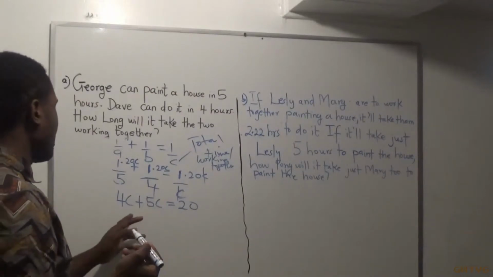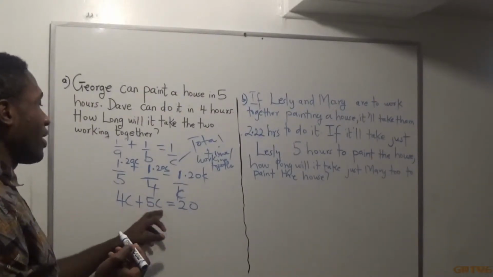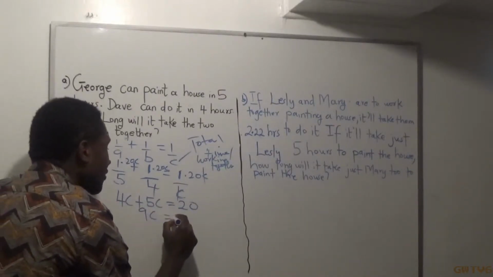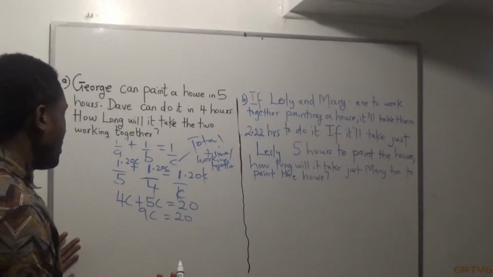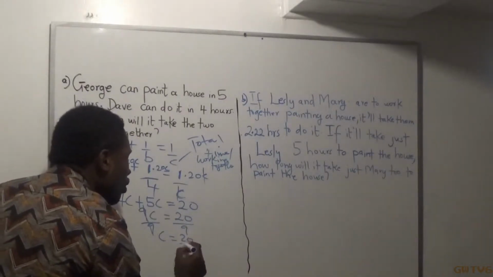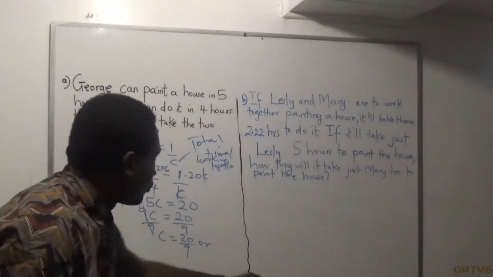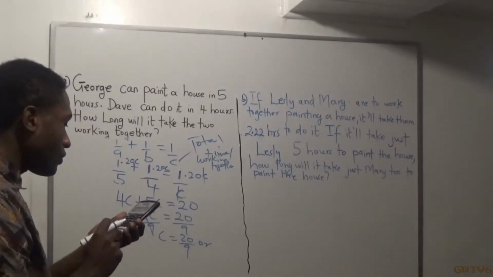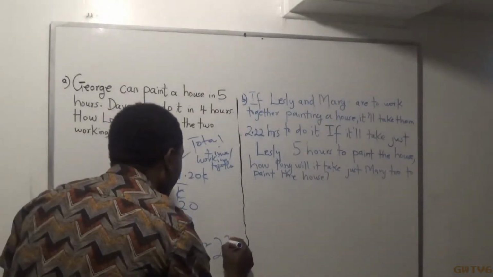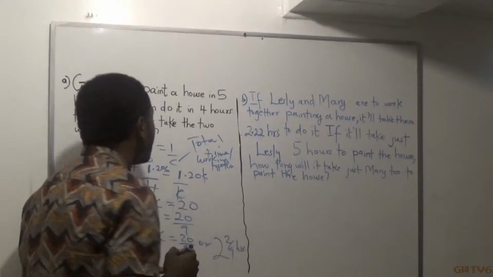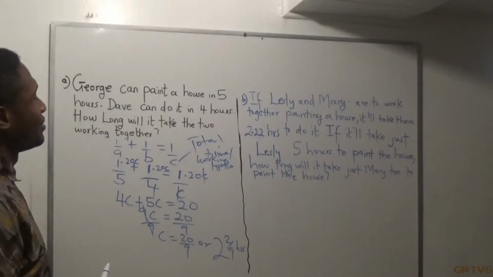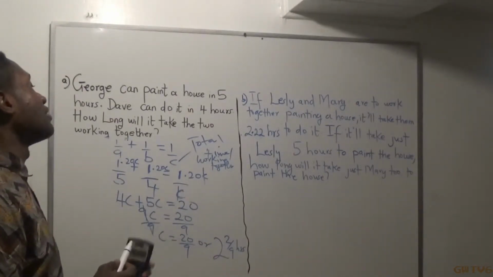And then here, 4C and 5C both have C's, right? So they are like terms. So 4C plus 5C is 9C, equals 20. I'm solving for C, so I have to divide by 9. So C equals 20 over 9, which is 2 and 2 over 9 hours. So if Dave and George work together, it's going to take them less time: 2 and 2 9 hours.